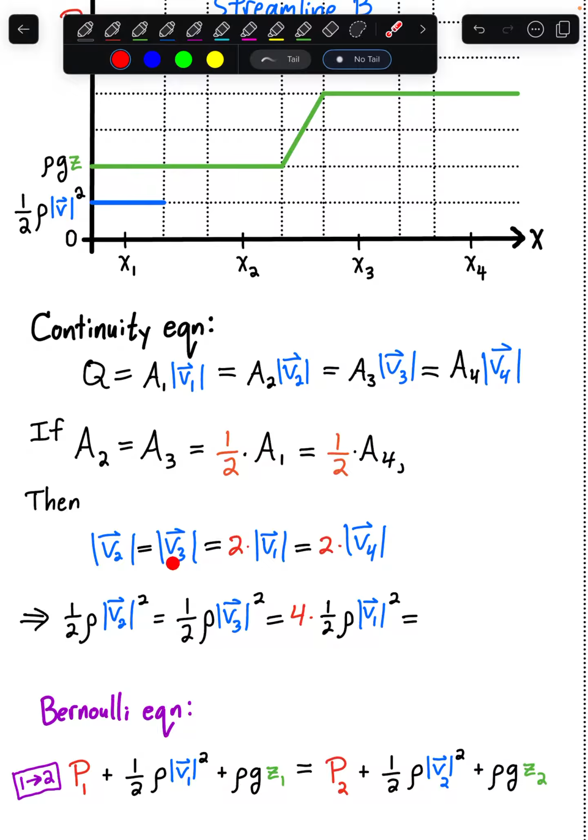And likewise, since V3 is twice V4, if we put in 2 times V4 for V3 and square it, then V3 squared is 4 times V4 squared. So this equals 4 times the kinetic energy density at moment 4.